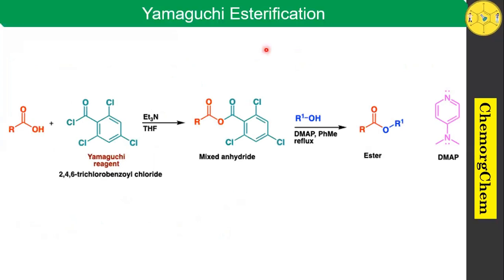Next, moving on, Yamaguchi esterification. According to the Yamaguchi esterification reaction, when you take the carboxylic acid and react it with Yamaguchi reagent, it readily produces the corresponding mixed anhydride. This mixed anhydride reacts with alcohol in the presence of DMAP, which readily produces this corresponding ester product. This mechanism we have already discussed in our channel. You can find the link in the description box, for whoever missed watching our Yamaguchi esterification reaction.